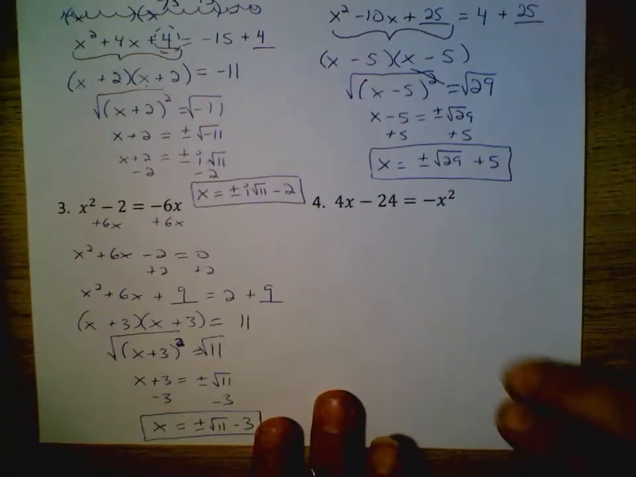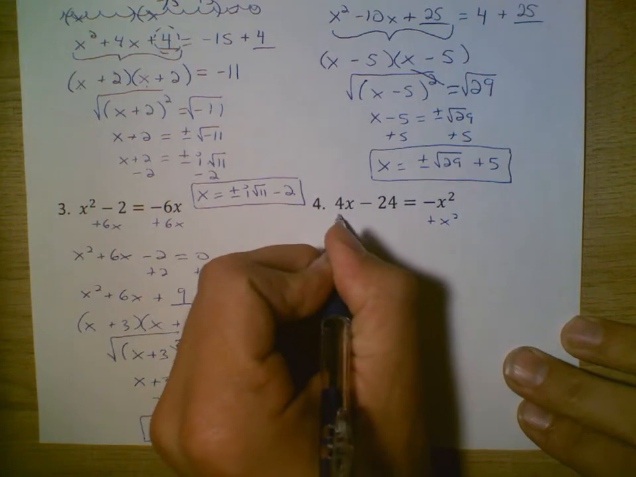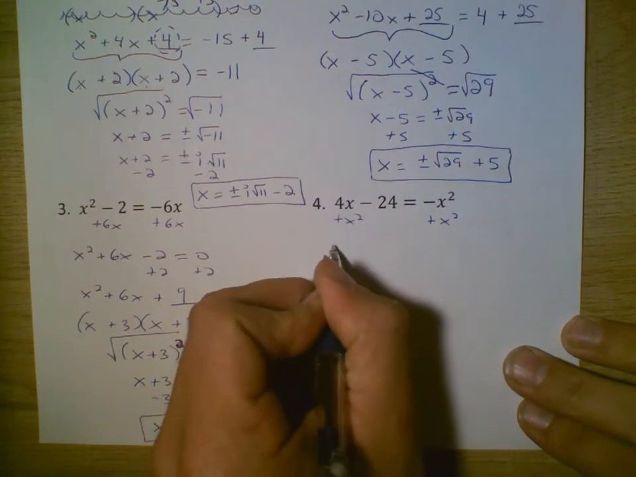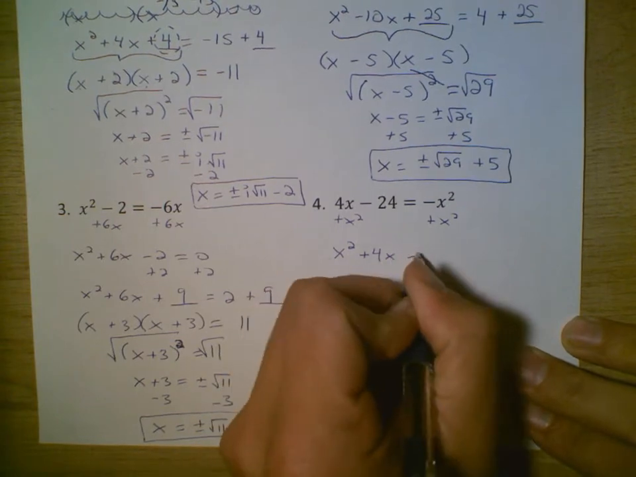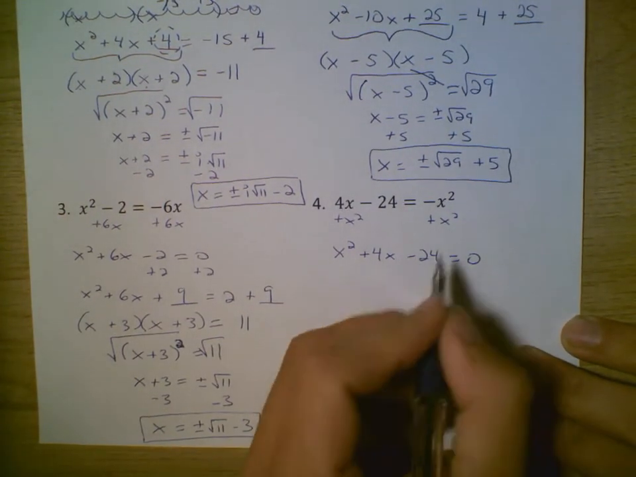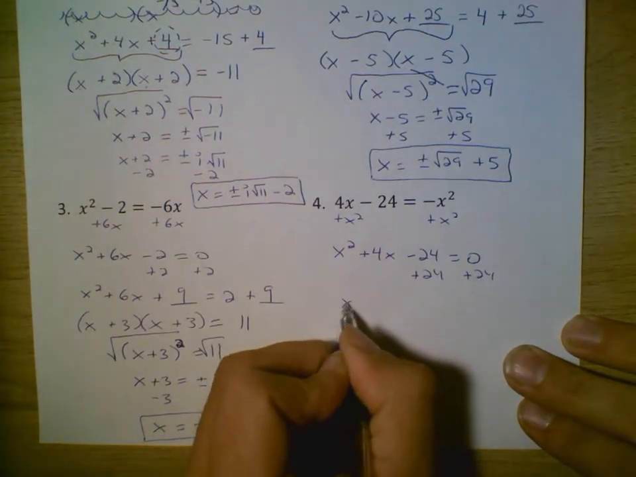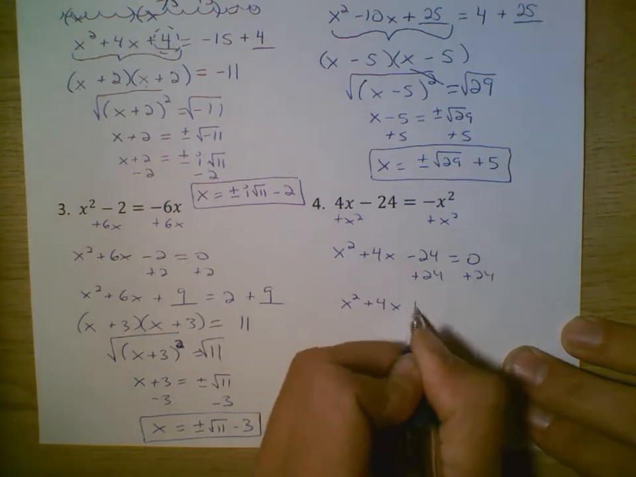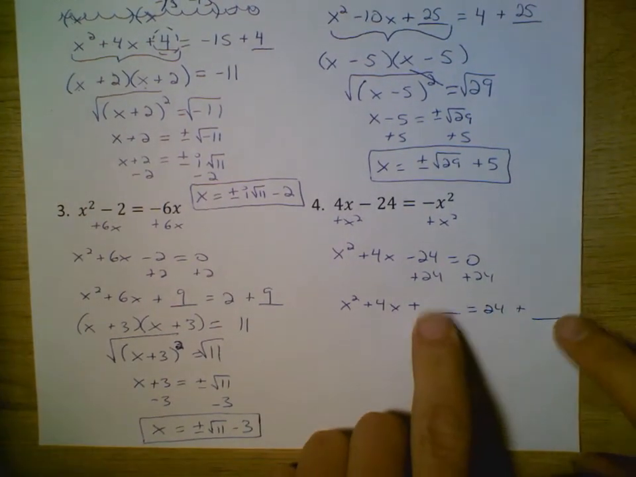Once again, we want to get everything on one side to start, so we're going to add x squared over. The x squared term is going to come first, then the 4x, then the negative 24 equals 0. It's not going to factor, so we're going to add 24 to the other side. That gives us x squared plus 4x plus something equals 24 plus something, right? We've got to add it to both sides.